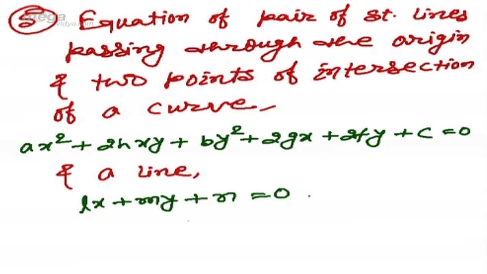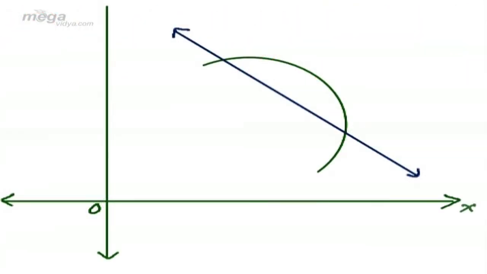Now from the figure I'm explaining to you. See, the figure is this one. You can see here, this is the x-axis, this is the y-axis, this is the curve, and this is the straight line lx plus my plus n equal to 0.